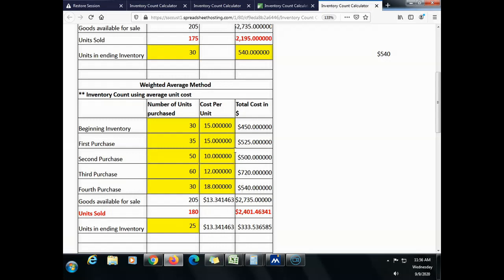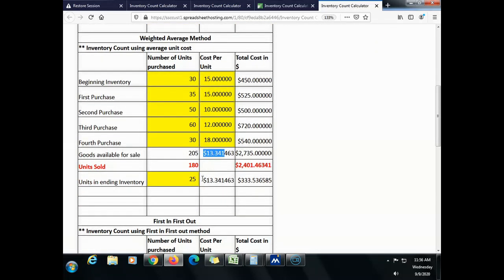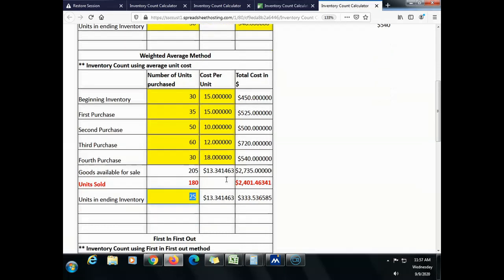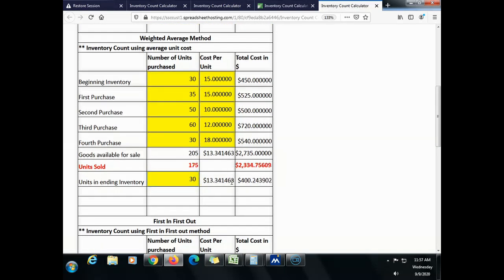Notice this calculator figures out your goods available for sale. This is a total of 205 units, which is valued at $2,735. Now for your weighted average, you would take the average for your cost per unit, and this is the average that you get. You will use this average for cost of goods sold. Let's say you've got 30 units left in your ending inventory. Your total cost of goods sold will be $2,334.76.